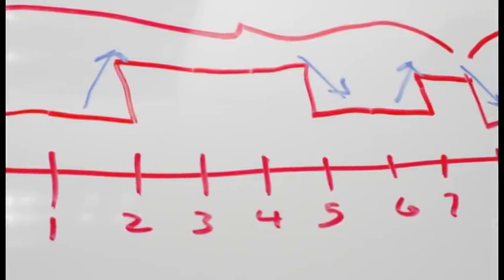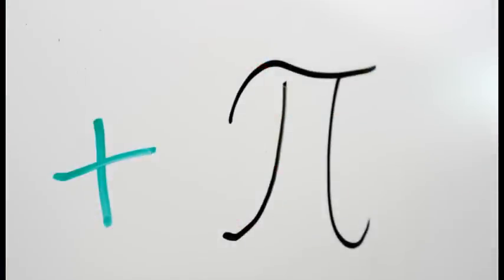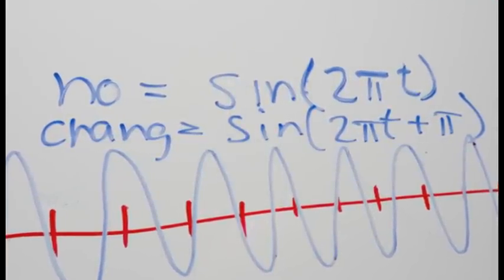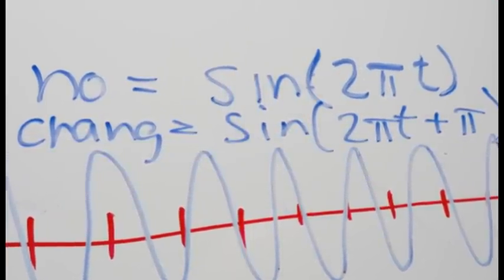What do we do with that? Well, each time we see a transition from a 0 to a 1 or a 1 to a 0 in our bit stream, what we're going to do is add pi to this equation, and it'll result in a new wave. So when we see no change, we're going to keep the original equation, and when we see a change, we're going to add pi to that equation.